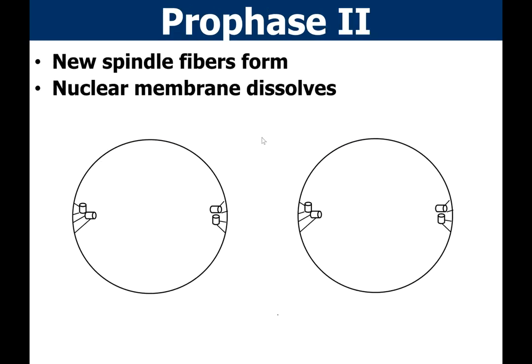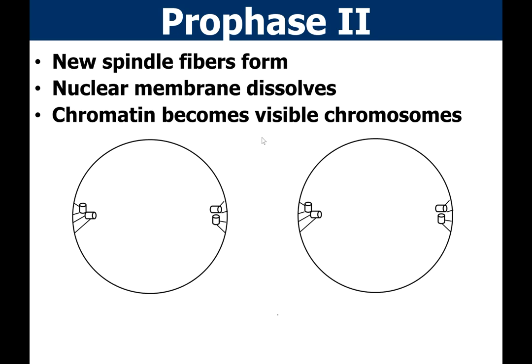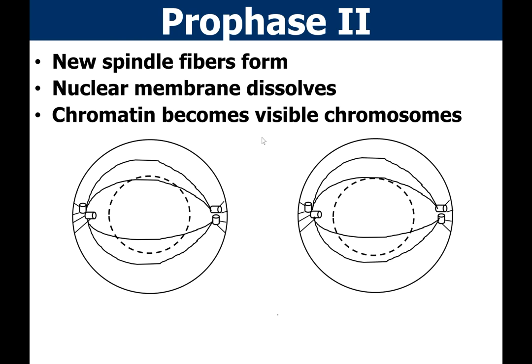Prophase II, new spindle fibers form, the nuclear membrane dissolves, chromatin becomes visible chromosomes. So here's the spindle fibers, nuclear membrane disappearing, and we have just 2 chromosomes in each cell because the cells are now haploid, n equals 2.